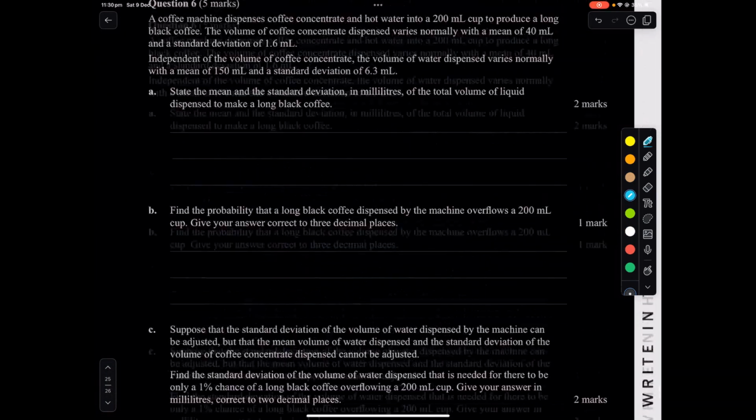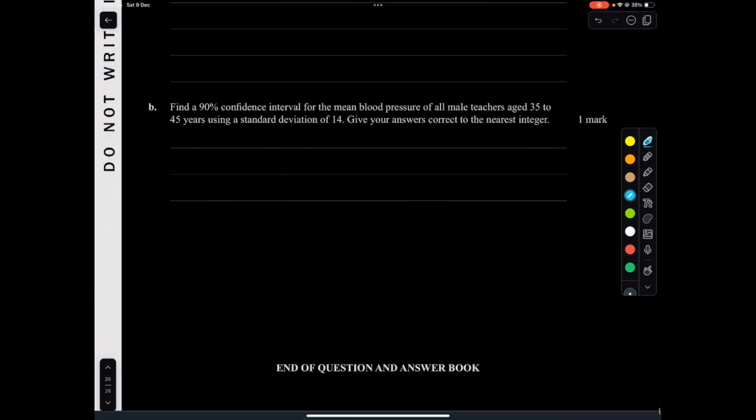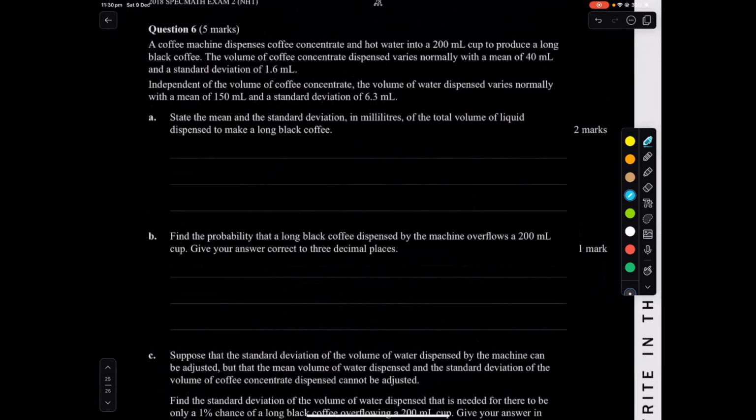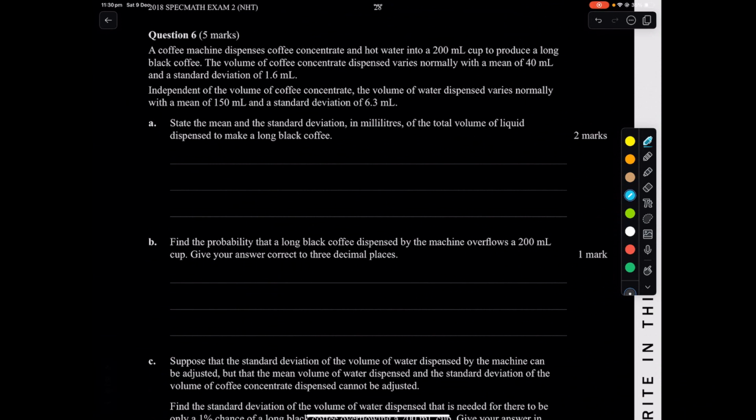Nice. Question 6. How many questions left? This is very long. 2 more. A coffee machine dispenses a coffee concentrate and hot water into a 200 milliliter cup to produce a long black coffee. The volume of coffee concentrate dispensed varies normally with a mean of 40 and a standard deviation of 1.6. So that's the volume of coffee concentrate. Independent of the volume of coffee concentrate, the volume of water dispensed varies normally with a mean of this and a standard deviation of this. State the mean and the standard deviation in milliliters of the total volume of liquid dispensed to make a long black coffee.